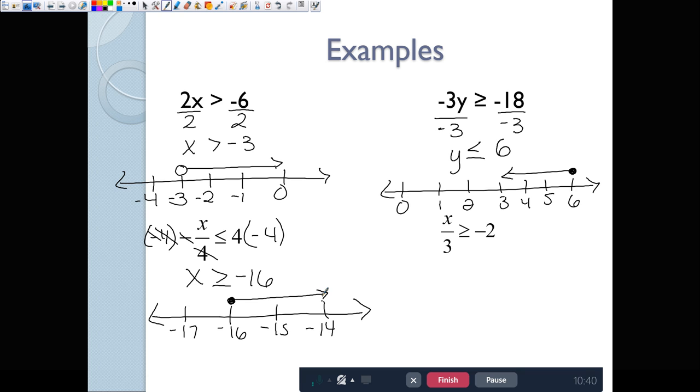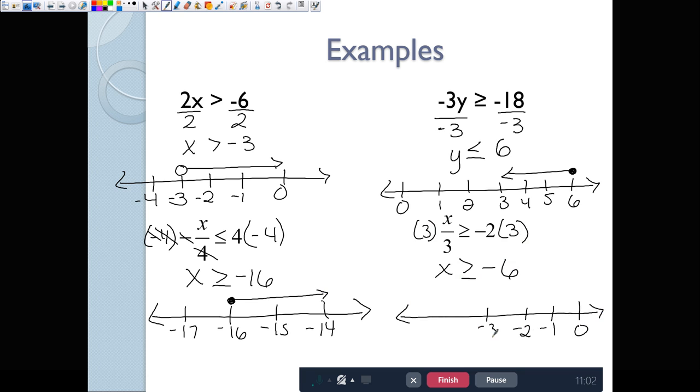Okay, here I'm going to be multiplying by 3 to solve my problem. Did I multiply or divide by a negative number? No. So it's still going to be greater than or equal to. And negative 2 times 3 is negative 6. Open or closed? Closed, and it's greater than, so it's pointing to the right.